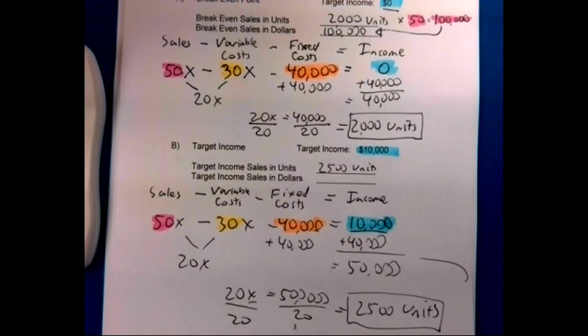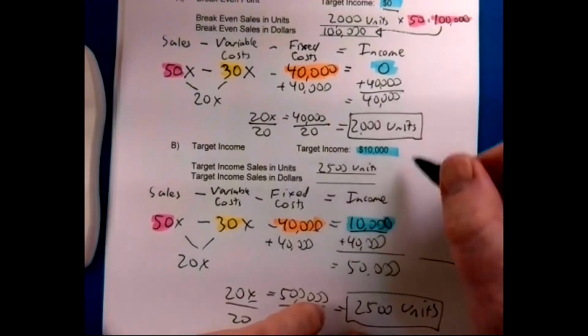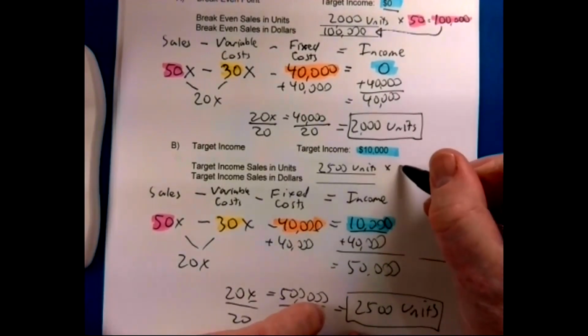What would be the selling price, the total sales? Well, each one of those, you sell it for $50.